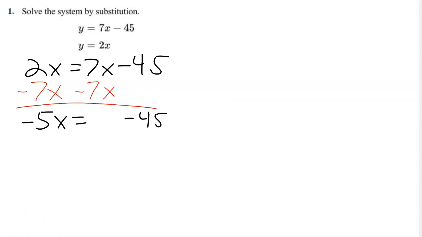Alright, now I'm going to go ahead and divide by negative 5 so I can isolate this x by itself. Okay, negative divided by negative is a positive. 45 divided by 5 is 9. And over here the 5's cancel out. Alright, so that's a part of it. We found out what x is. Now we need to figure out what y is.